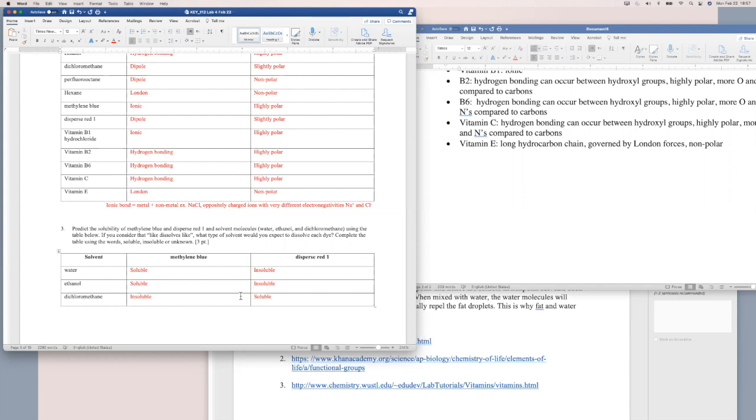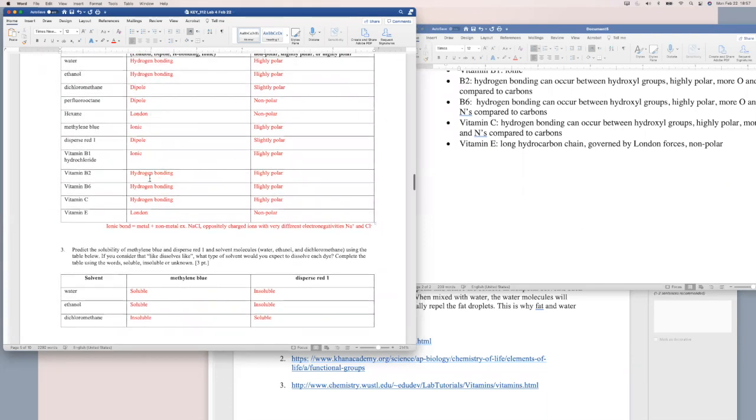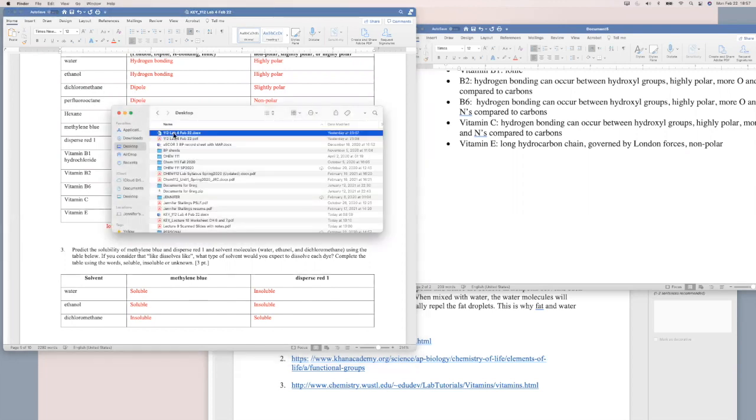Okay. Does anyone have any questions about those? Okay, so hopefully knowing some of this information about hydrogen bonding and polarity, that's going to help you with the lab that you're going to be doing.